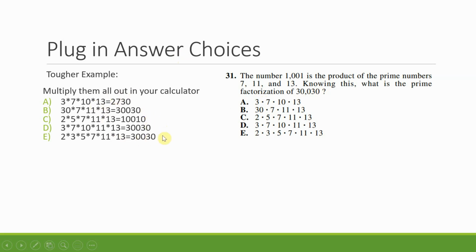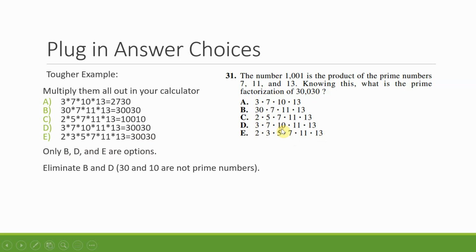Realize only 3 of them actually give me 30,030. So I got rid of A and C right off the bat, so it has to be B, D, or E. Then I can just figure out what the difference is between them. For it to be prime factorization, I need my answers to be all prime numbers. But notice, I can get rid of B and D because B has 30, and D has 10. Those are not prime numbers. So my answer has to be E.